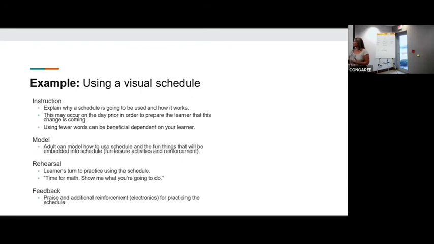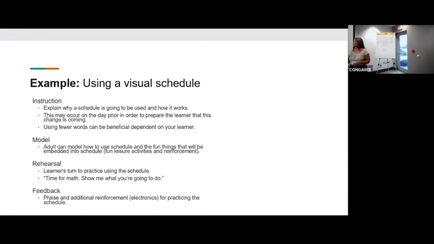To prepare our students, it might occur on a day prior in order to prepare a learner that a change is coming. So we were talking with someone else here about how someone she works with has a really hard time with change. And so modeling and practicing these skills when they don't have to yet occur is a great way to do that. We don't want to practice kind of in the moment when something has to happen. We want to practice before that event occurs.